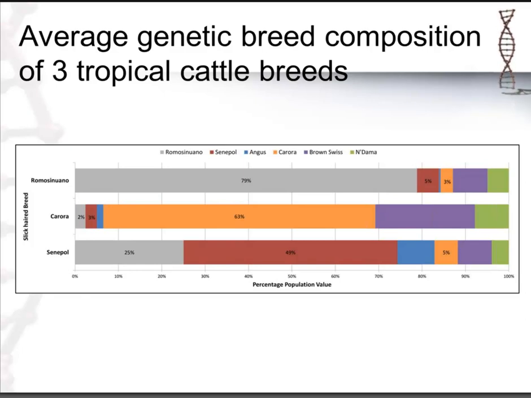But in this particular case, you can see that the Roma Sinuano have a very unique breed signature, as well as the Carora. Each of these breeds does show some common genetic similarity with the others. And the Senepol actually gave us a unique signature where 49% are the Senepol breed itself, but they have 25% that's genetically similar to Roma Sinuano, showing a more closely related relationship between Senepol and Roma Sinuano versus the Carora.